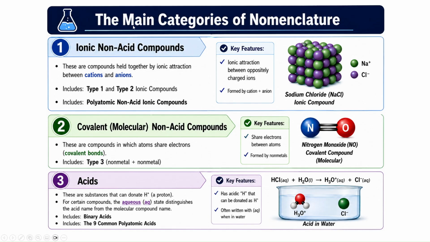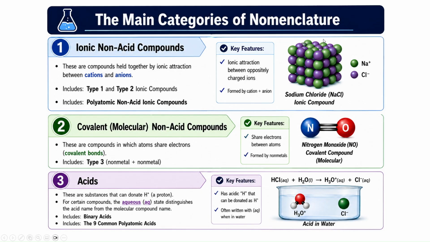Within this category, we have some subcategories, which include type 1, type 2, and the polyatomic non-acid ionic compounds. By the way, this example here is something that you're all familiar with, which is sodium chloride. In the real world, that would be table salt.